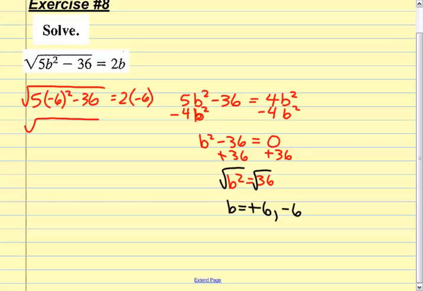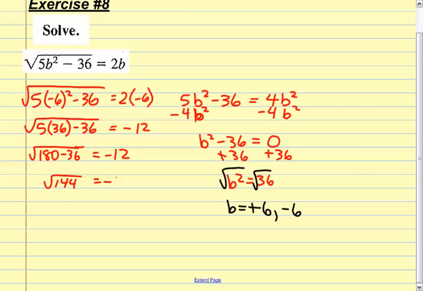All right, well, let's see what we get. We get the square root of 5 times 36 minus 36 is equal to negative 12, right? 5 times 36 is 180. The square root of 180 minus 36 is equal to negative 12. The square root of 144 is equal to negative 12. 12 is equal to negative 12, and that is not true. Okay, so that means I can't use negative 6. Let's make sure that 6 works.